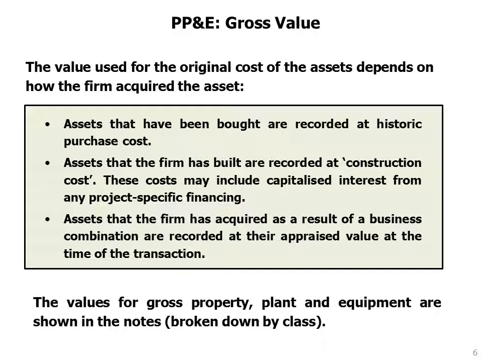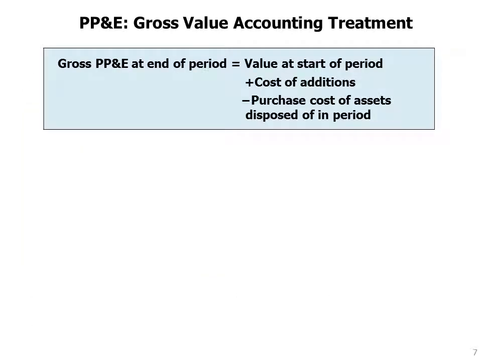Typically, firms will break down gross property, plant and equipment within the notes and by class. So we'll have one class for property, another for equipment, another which may be transport, and the actual class breakdown will depend upon the sort of company and the sort of assets that it holds. So that's the gross value, and this is reported in the notes.